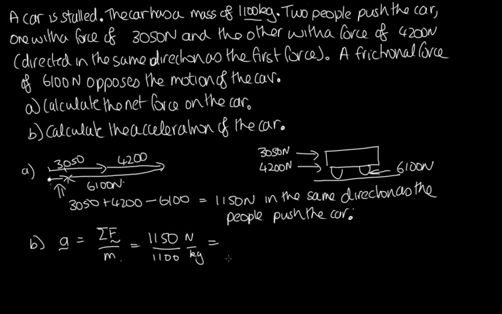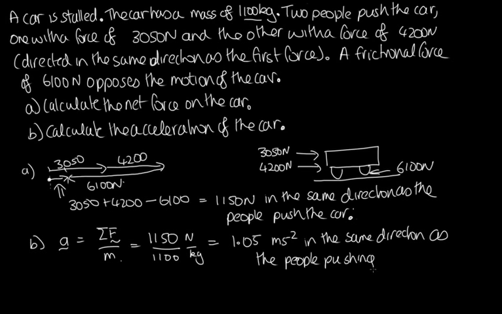And so the acceleration in this case is 1.05 meters per second per second. And as acceleration is a vector, we should give a direction. The direction of the acceleration is the same as the direction of the net force, so in the same direction as the people pushing the car. Okay, so that was a relatively straightforward example where we only had to worry about the horizontal components of the forces. Let's have a look at a more complicated example now.